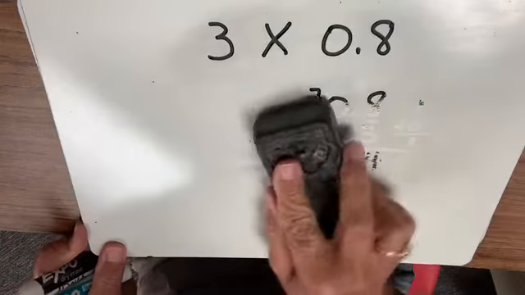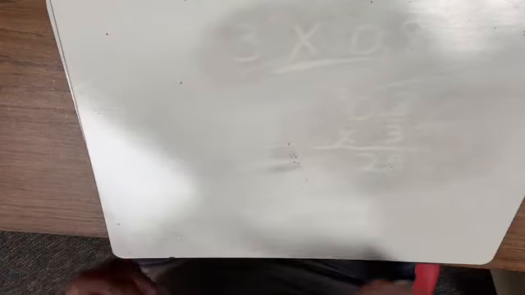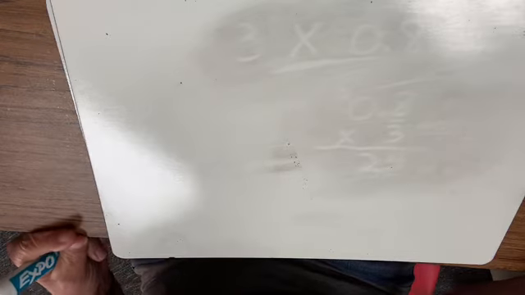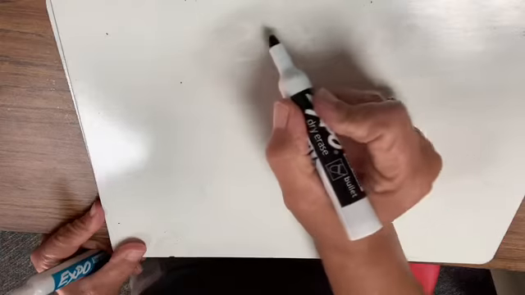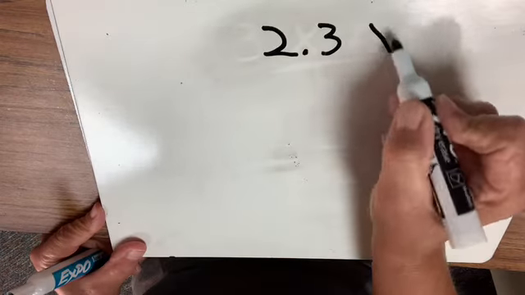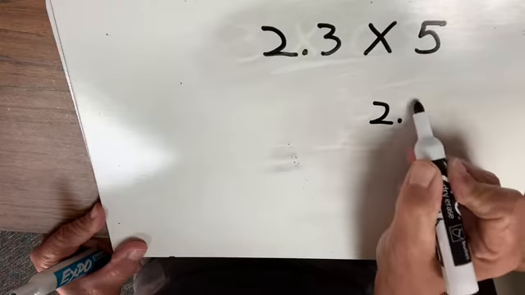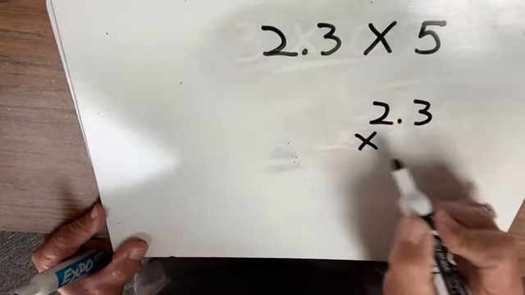Now we're going to practice some, and just like always, guys, this is the perfect time for you to pause the video after you see my problem, work it out and then compare your answers to mine. My next one is 2 3/10 times 5. I'm going to put the 2 3/10 on top, my 5 at the bottom.